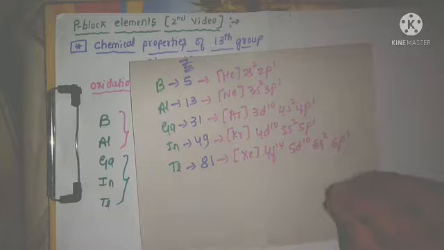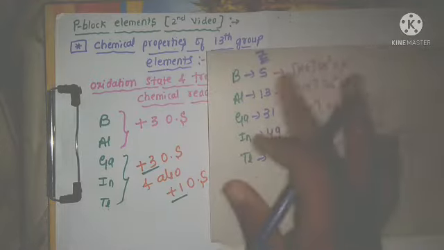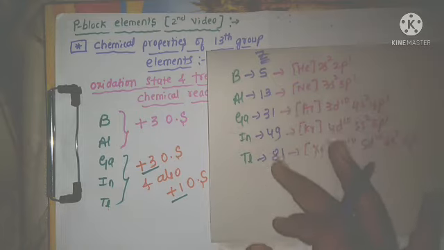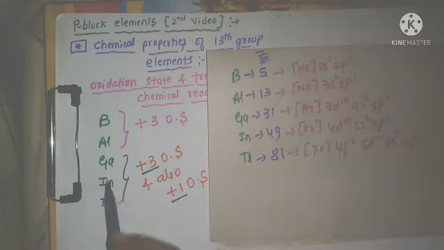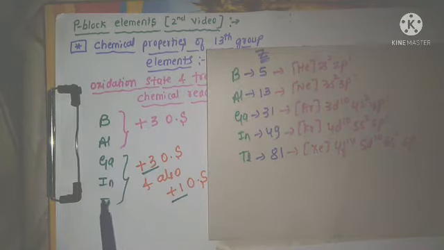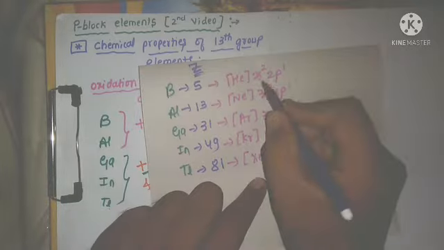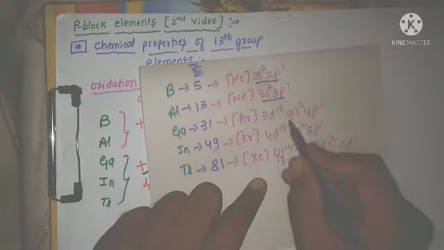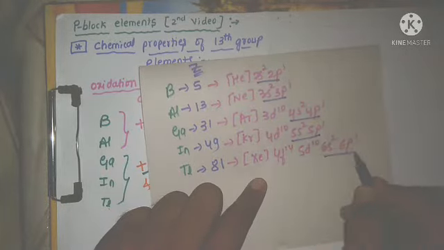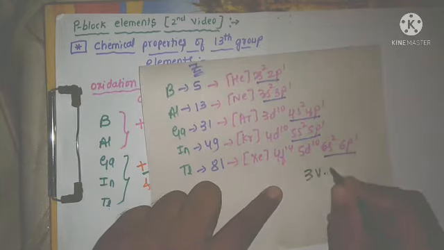Already we have discussed it in the first video. Now it is required for reasons. We are seeing these electronic configurations because I want to tell why all these elements show the +3 oxidation state and why gallium, indium, and thallium also show the +1 oxidation state. If you check the number of valence electrons, all are having 3 valence electrons.